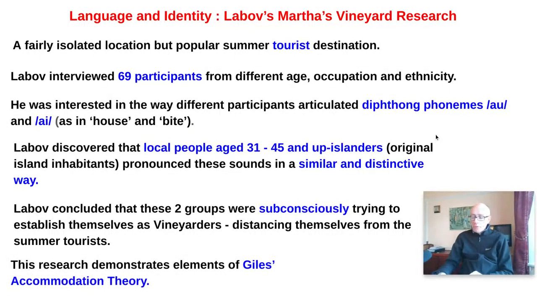Okay. So really what you've got here is Howard Giles' accommodation theory in practice, this idea of convergence and divergence, that you've got these people who converge together in their language, the Up Islanders and the local people aged 31 to 45, and in so doing, they're diverging from the language of the standard English form of the New York middle classes who are coming there for their holidays.